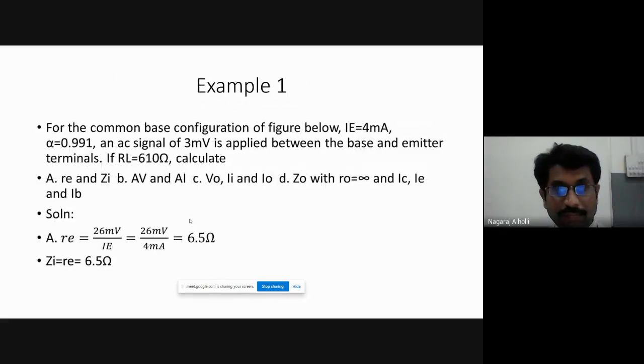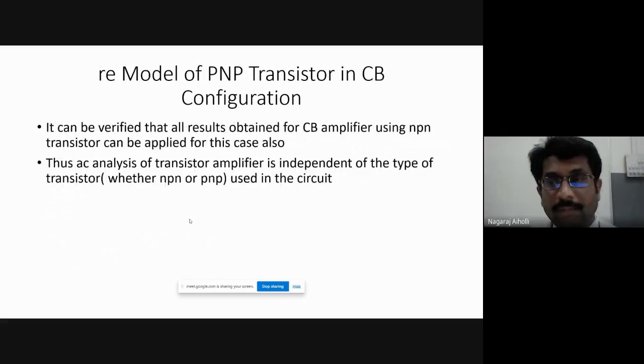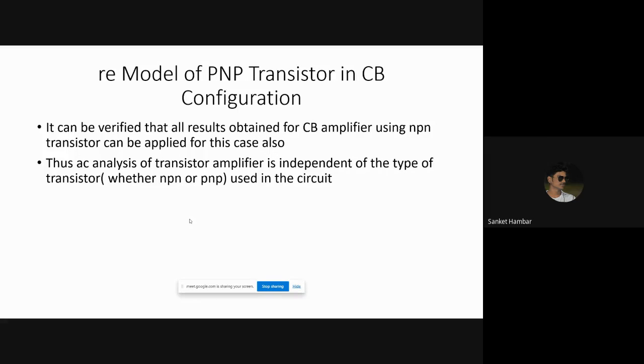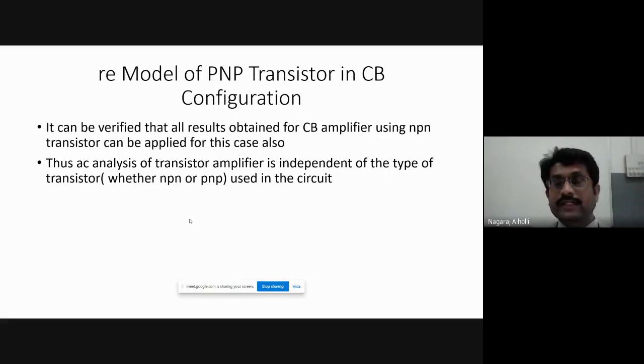Let us solve an example. Up till here it is clear, students? Sanket, any doubts up till here? No, sir. Okay.